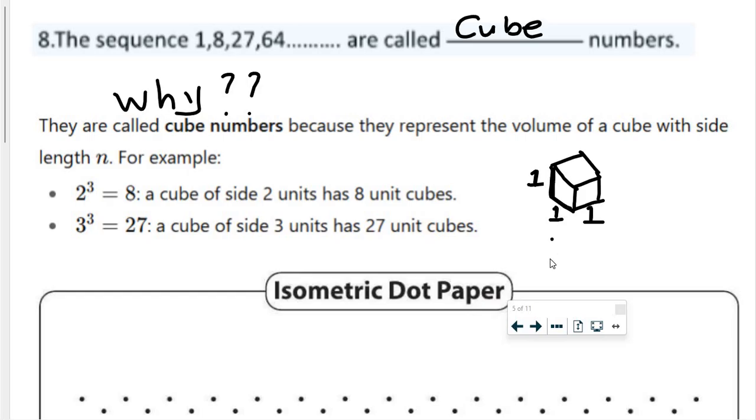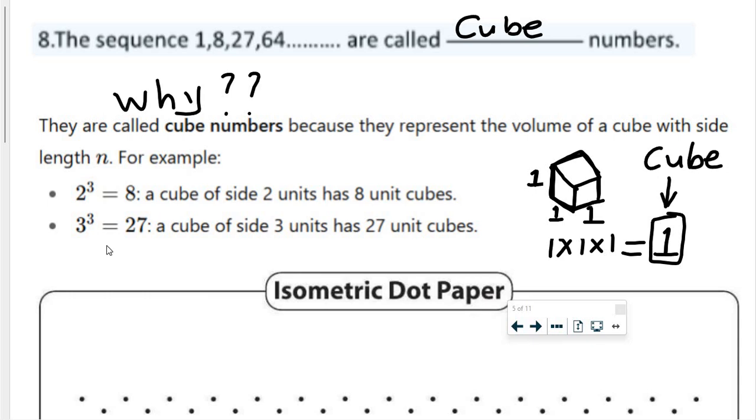The volume will be 1 into 1 into 1. And what is this equal to? 1 into 1 into 1 equals 1 unit cube. That means you have 1 cube present here. I will explain very nicely what we mean by cubes and how we sketch them. So 1 into 1 into 1 equals 1. This is what we call the first cube number. So the first cube number is 1.